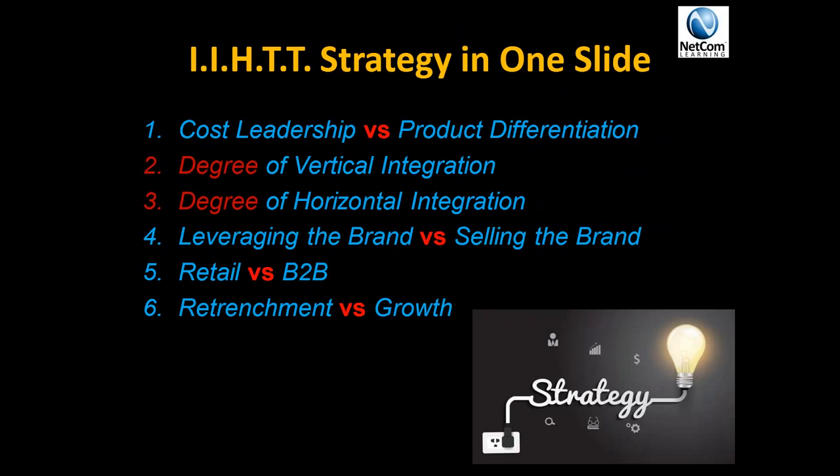Now, here are the 6 dimensions that we saw in the previous slide. We're going to talk about cost leadership versus product differentiation, the degree of vertical integration, the degree of horizontal integration, leveraging the brand versus selling the brand, retail versus business to business, and retrenchment versus growth. Every company, every startup has a position on all 6 of these dimensions. We're not inventing these dimensions. We're merely discovering them because whether or not a company acknowledges what their degree of vertical integration is, they still occupy a degree of vertical integration, whether or not they realize it or not.